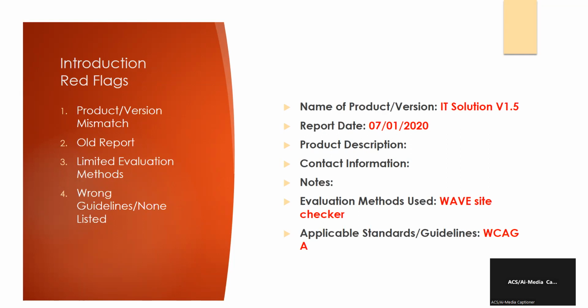And then finally, again, wrong guidelines or none listed. In this case, they said WCAG level A. Well, what version of WCAG? 2.0, 2.1? We also have a requirement here in Maryland to use AA as well. So that means they're missing a whole section of those guidelines. Then we'd have to look at the rest of the report and see how much they filled out. And that's likely going to require us to go back to them and say, hey, we need more than just this group of standards. We need additional work done.